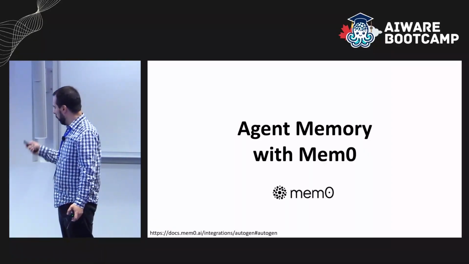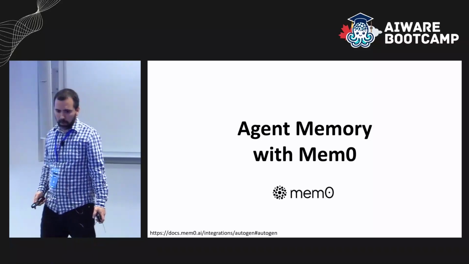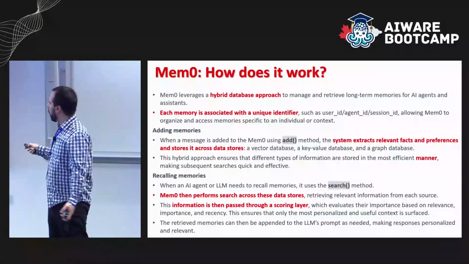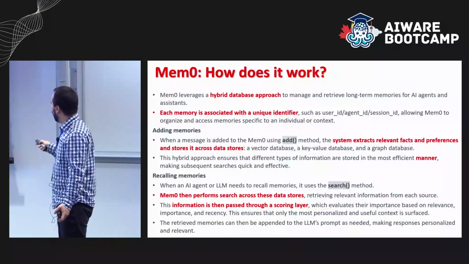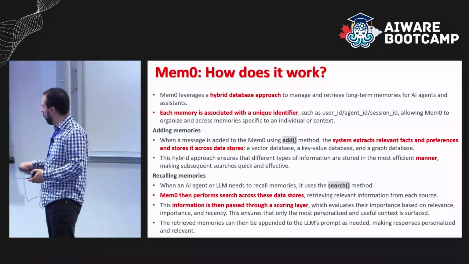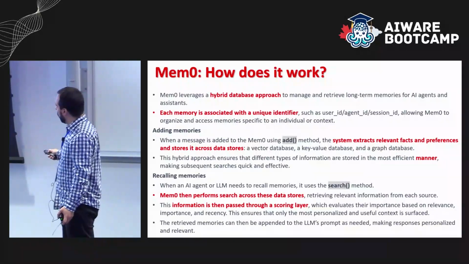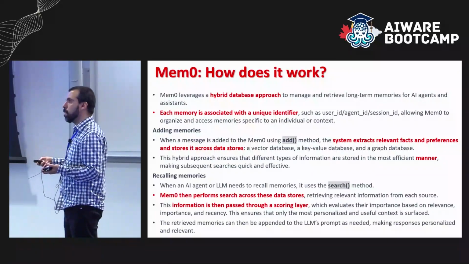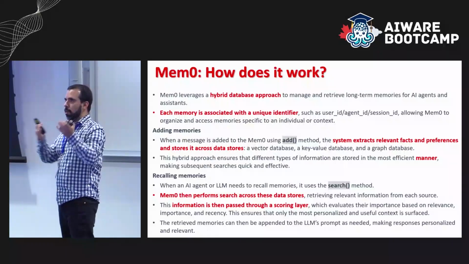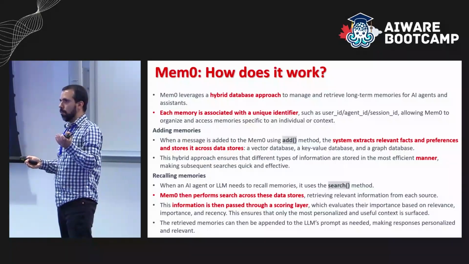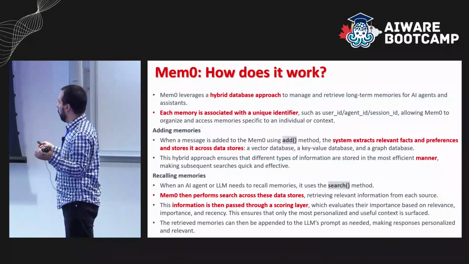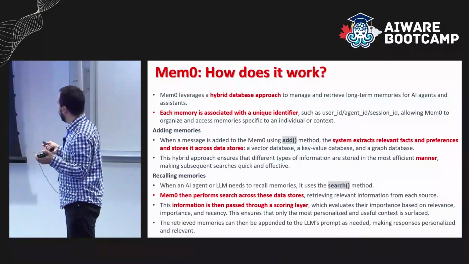So Mem0 is a famous framework to deal with agent memory. It has a hybrid database approach. Internally, it has a vector database and a key value database. The way it works is, in Autogen, you have the sessions where agents are talking to each other. You have agent IDs as well, and you can maybe even have a user ID.